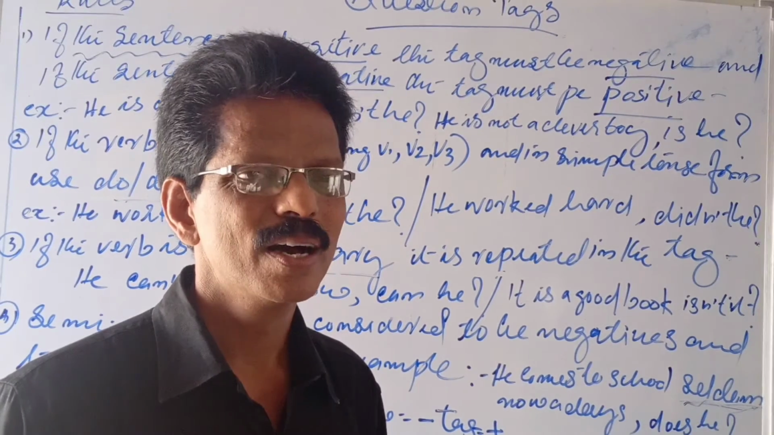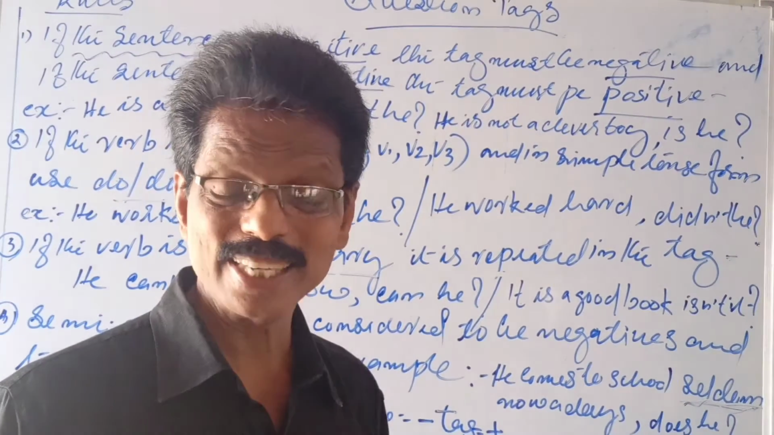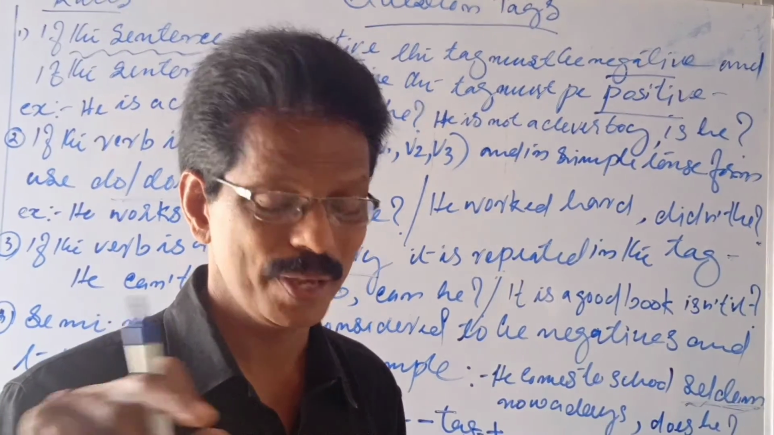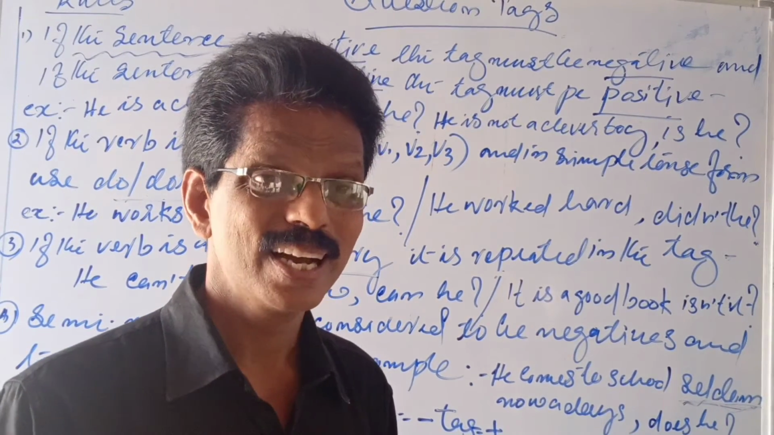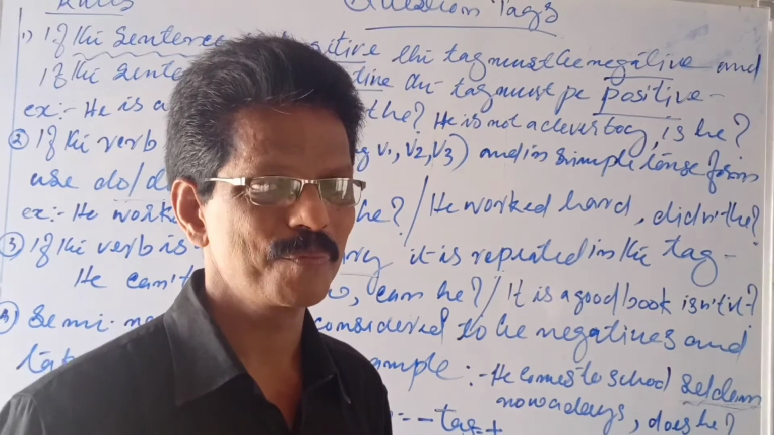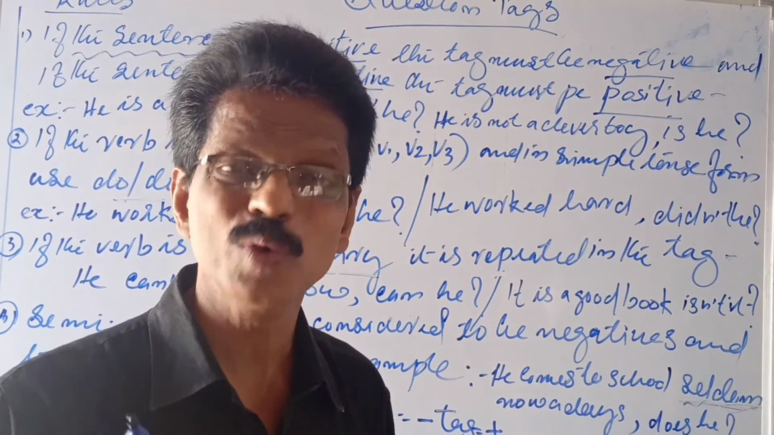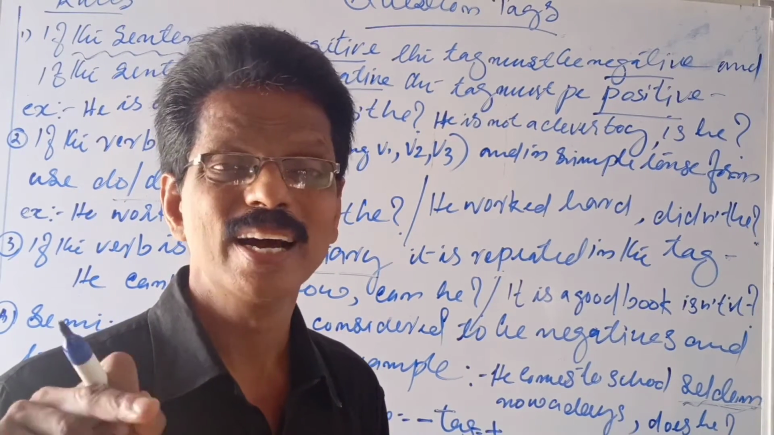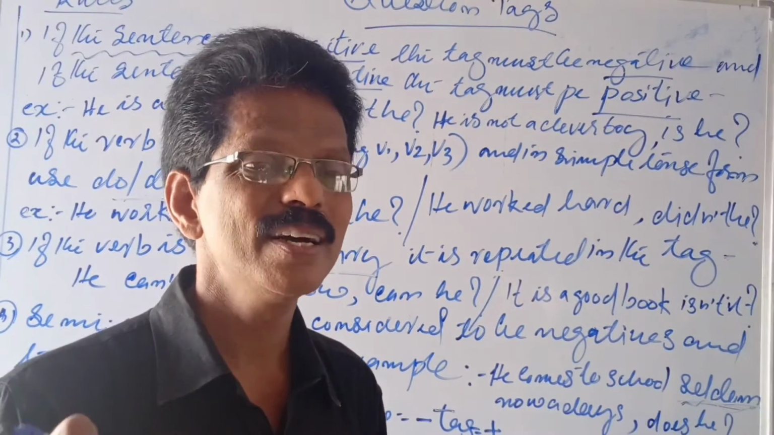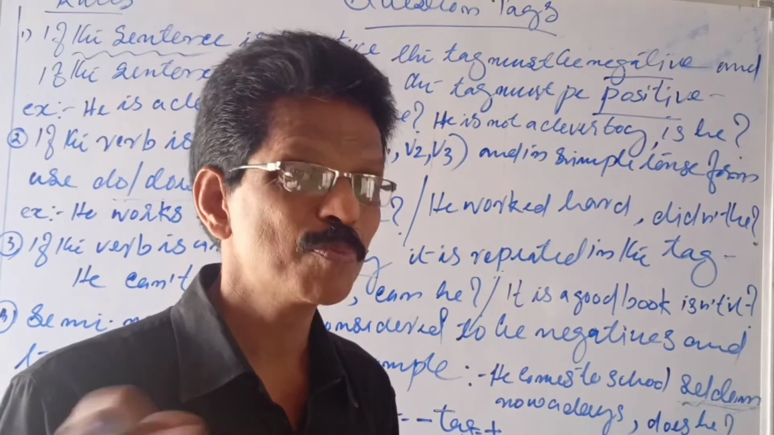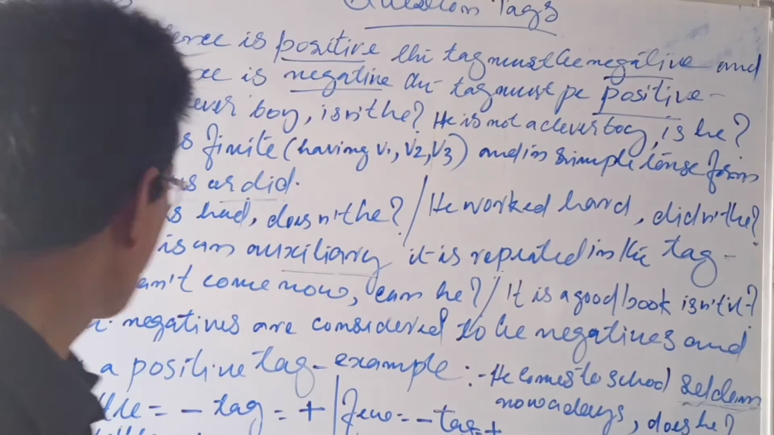She learns the poem very well. Learns. Simple. Singular. So, doesn't she? So, do, does or did according to tense. If it is present, do or does. If it is past, did. So, doesn't, don't, didn't. If it is positive, negative.